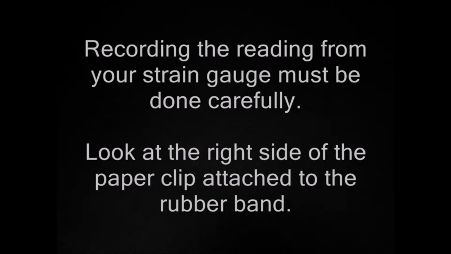Please be careful when making observations from your strain gauge. It is important that you read at the same point each time. If you look back at the picture of your strain gauge at 0, the right-hand side of the paper clip was found at the point of 0. Therefore, to make accurate observations, it is important that you look at the right side of the paper clip for each of your observations.